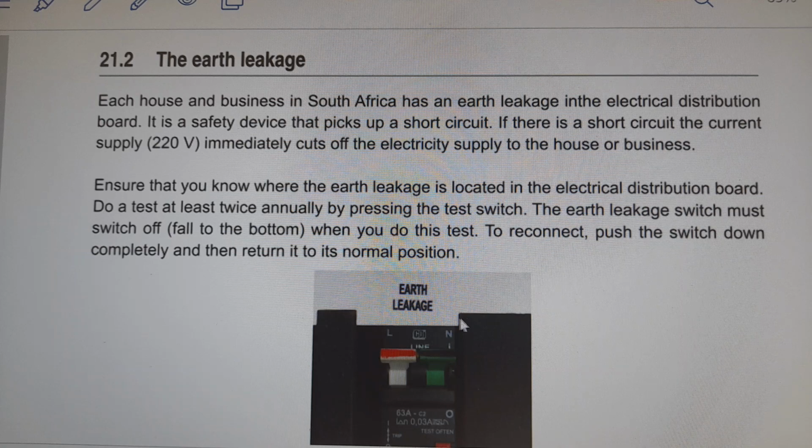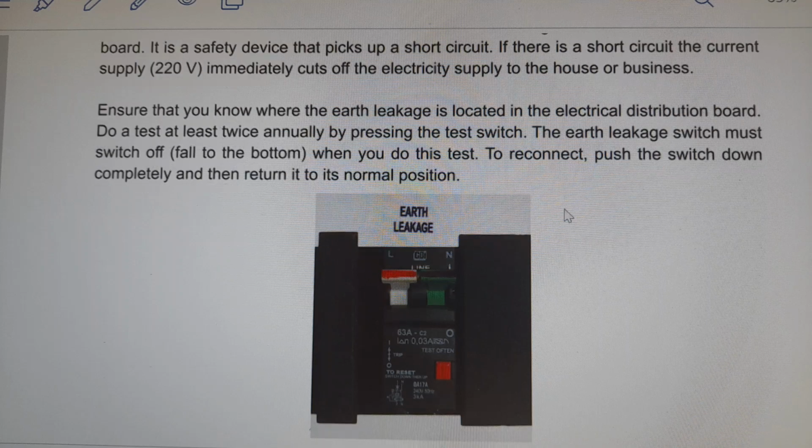the electrical distribution board. This is your distribution board. Every house has got this. Do a test at least twice annually by pressing the test switch. This is the test switch. Every distribution board has got a test switch. So you must press it at least twice a year to see if it trips the system. The earth leakage switch must switch off or fall to the bottom.